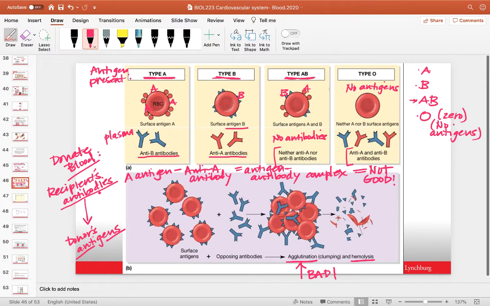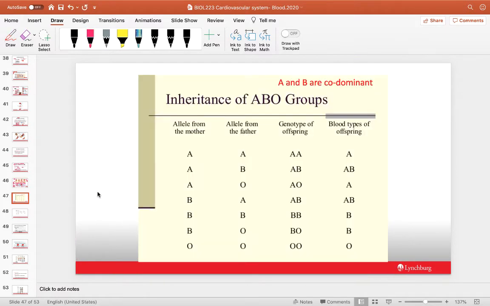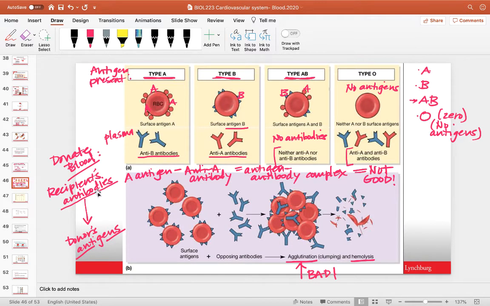So what we don't want to have is the recipient's antibodies reacting. Let's say we have type B. Well, I was going to walk you through a couple examples. Okay, let's say that in the recipient's blood, we had type B blood. Okay, so here's our recipient. Okay, what's important here? The recipient's antibodies. So the recipient has anti-A antibodies.